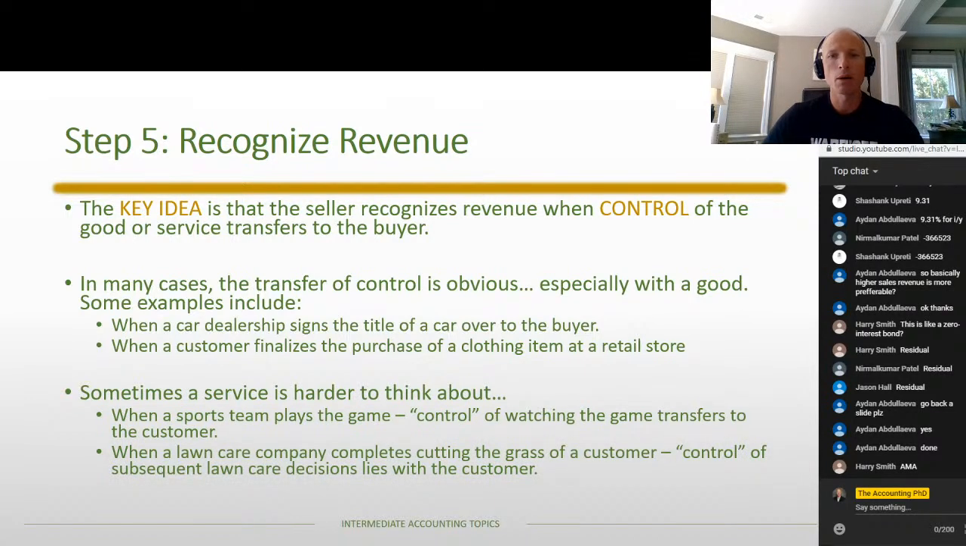When a lawn care company completes cutting the grass of a customer, the control of subsequent lawn care decisions lies with that customer. In other words, we've done our part. Now the control is back in the customer's hands. And so then they get to recognize revenue at that point in time.